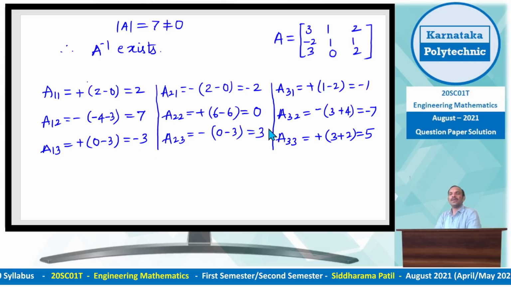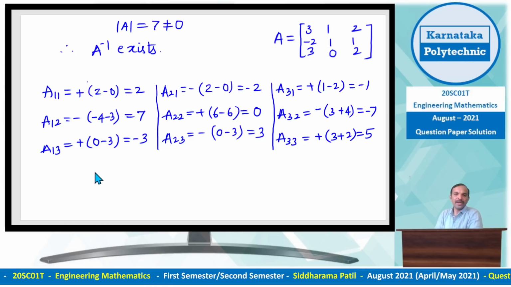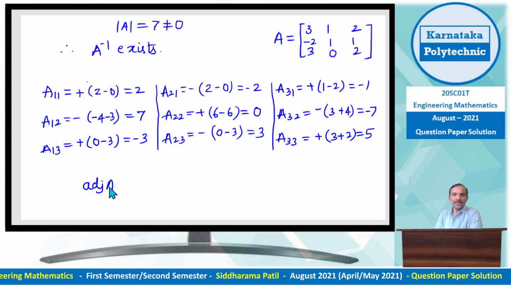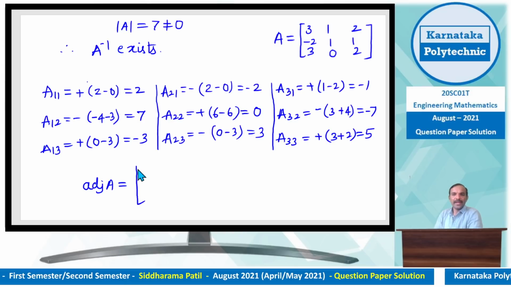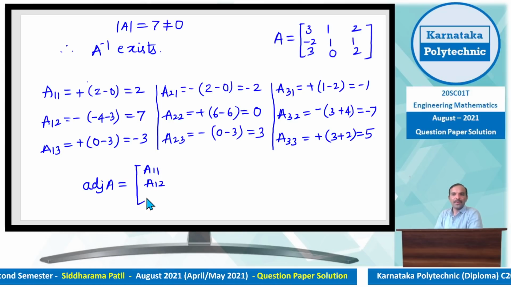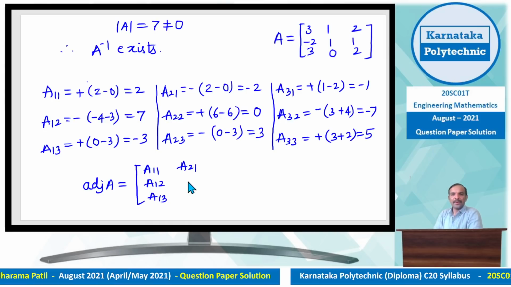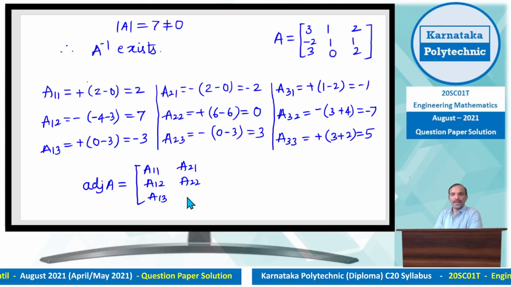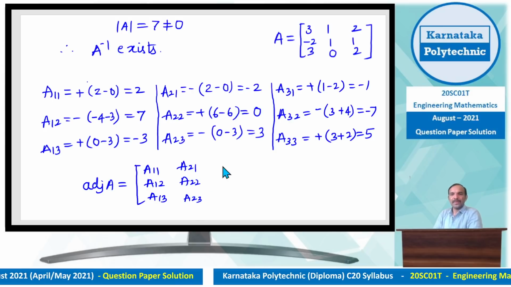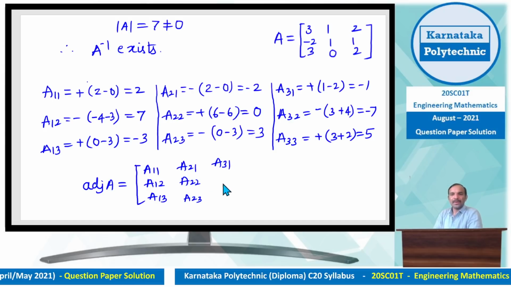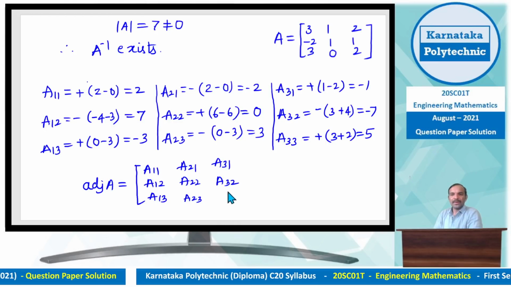You got all cofactors. Now, you write adjoint of A directly. Adjoint of A equal to formula. Adjoint of A is equal to, we are writing the formula: A11, A12, A13, A21, A22, A23, A31, A32, A33. This is the formula we are having.